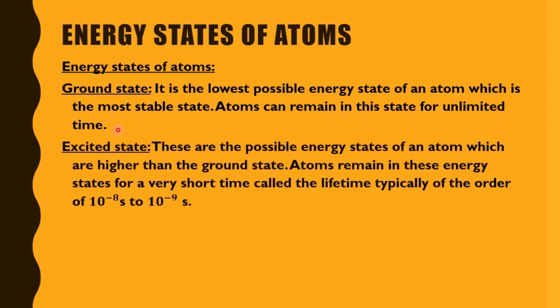The next state is an excited state. These are the possible energy states of an atom which are higher than the ground state. That means one level up from the ground state. Here the atom remains in this energy state for a very short period of time. That means just the opposite of the ground state, and it's called the lifetime, typically of the order of 10 to the power minus 8 second to 10 to the power minus 9 second. So this is the time in which the atom could stay.